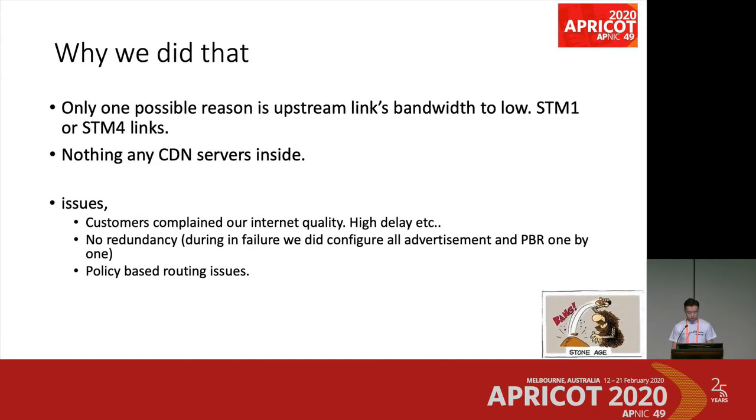So why did we do that? There were some possible reasons. Our upstream capacity was too low, and we didn't have any CDN servers. We also faced issues with high delay and web browsing being too slow. There was also no redundancy: if one gateway failed, we reconfigured manually with advertisements and PBRs. And there were also policy-based routing issues.